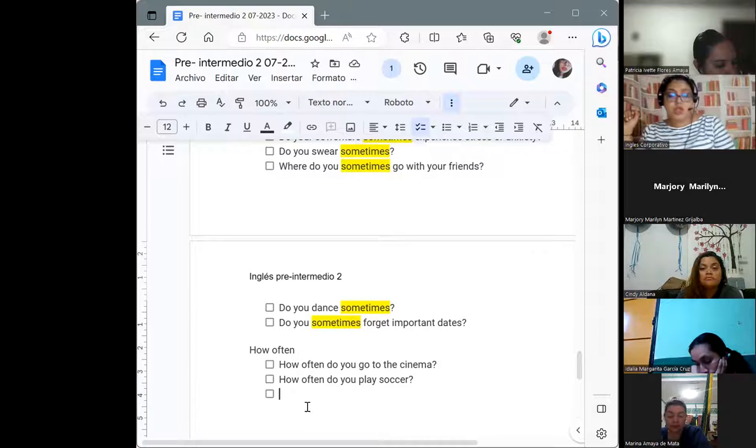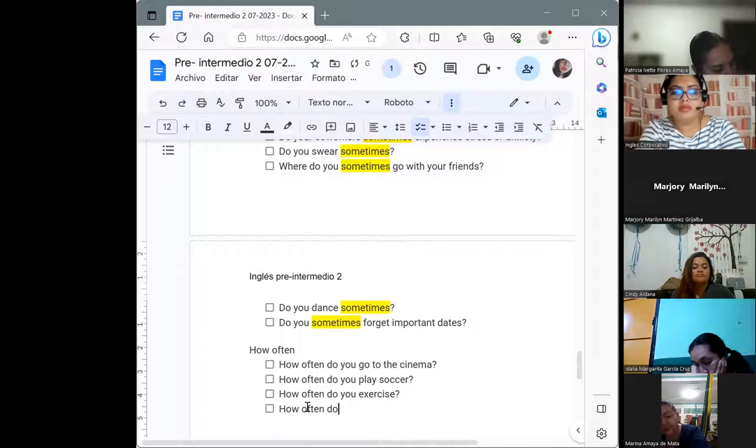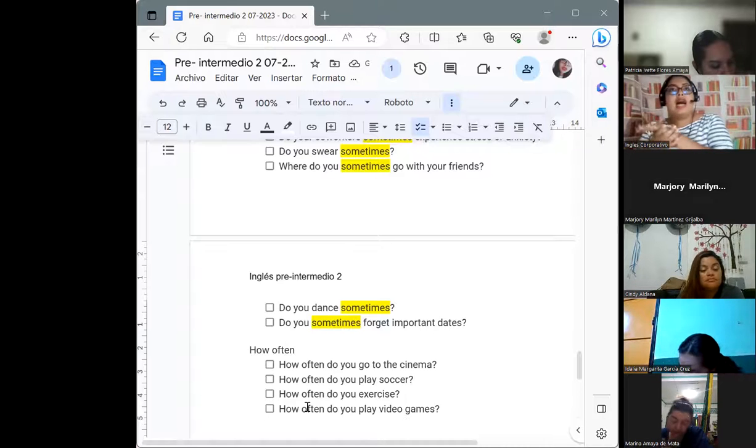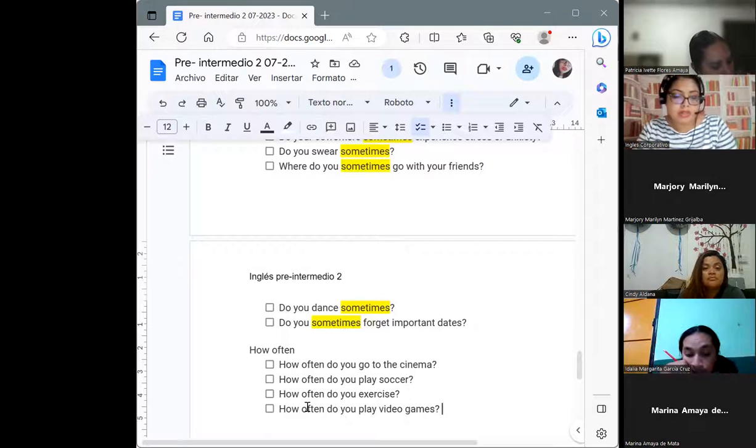Number three, how often do you exercise? And the last one, how often do you play video games? I usually play video games during the afternoons. I sometimes play video games on Wednesdays because I have free time. I never play video games because I don't have time. I never play video games because I don't like that kind of activities. So we need to answer those questions with the adverbs of frequency.